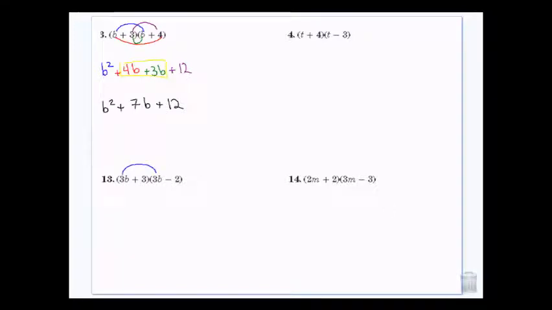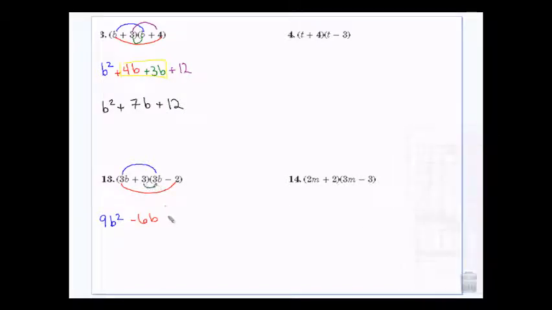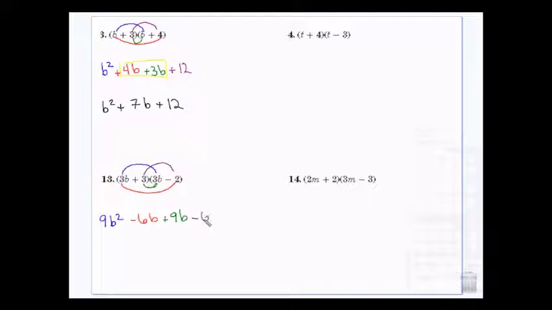First, oops. So I get 9b squared. Outside, 3 times negative 2 is negative 6b. Inside, 9b. And last, oops, hold on, minus 6. Collecting my like terms, I get 9b squared. Negative 6 plus 9 is positive 3, and then minus 6.